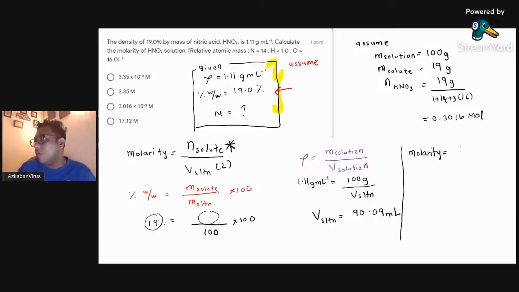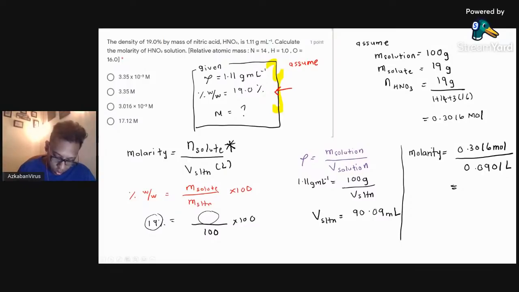From here, we can find the molarity, which is equal to 0.3016 mol divided by 0.0901 liter. This is equal to 3.35 molar. So the answer is 3.35.